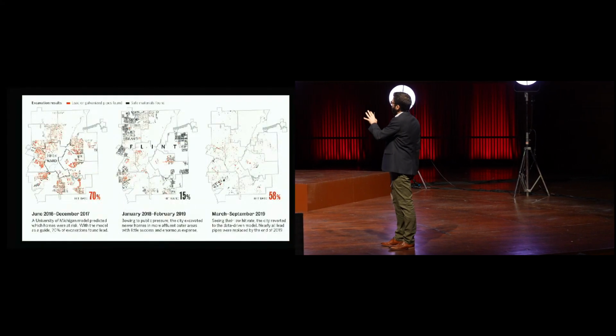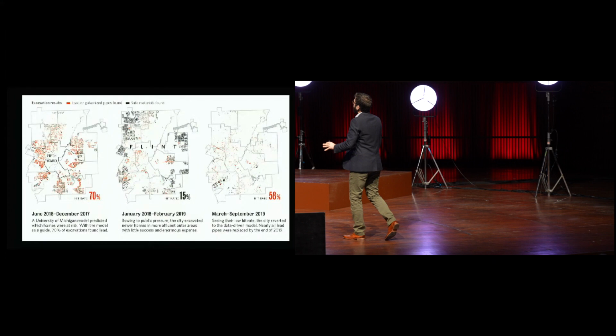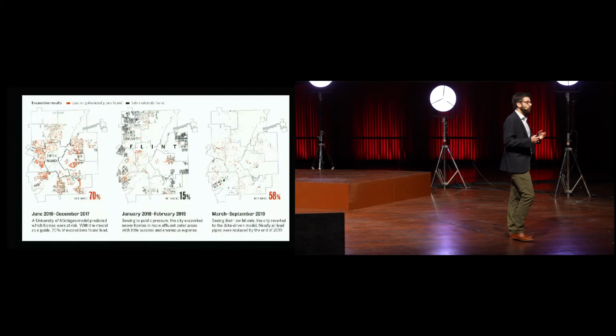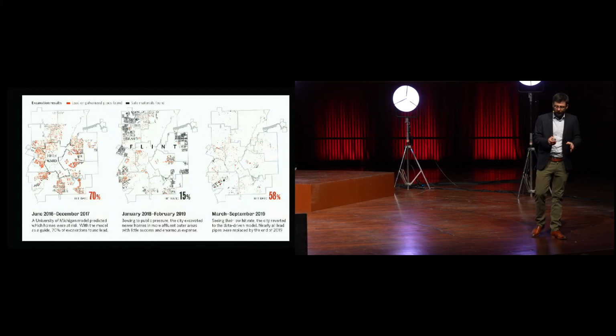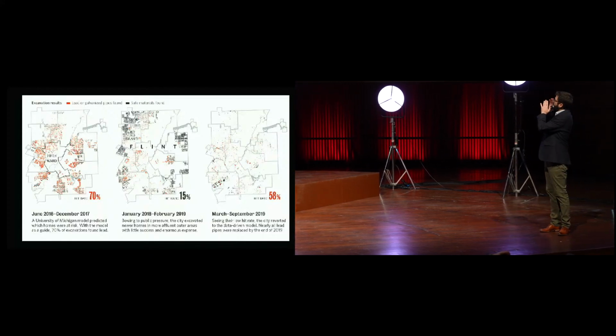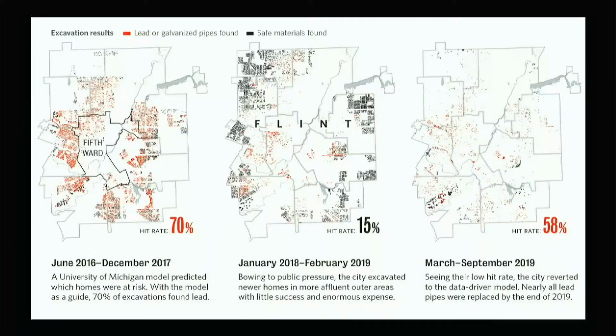And researchers at the University of Michigan created a model or a map that showed where they thought the highest risk of lead would be. And in so doing, they could target the intervention. And the city got a 70% hit rate. So every time it dug a hole, 70% of the time it found a lead pipe and was able to solve that problem.